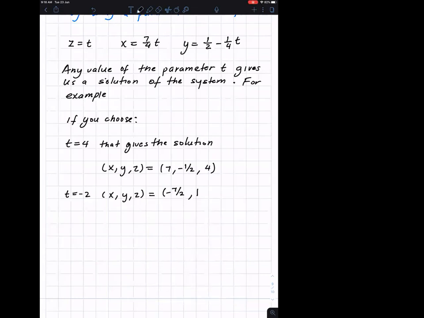When t is minus 2, now I'm asking you, what is z equal to? Let me see who can answer this question. Paitran? Z equals minus 2, sir. Okay, good.